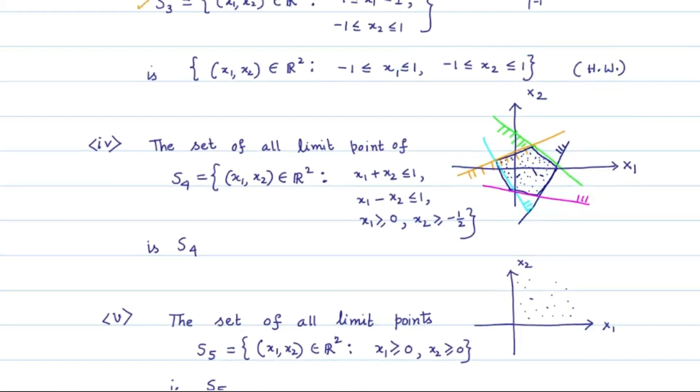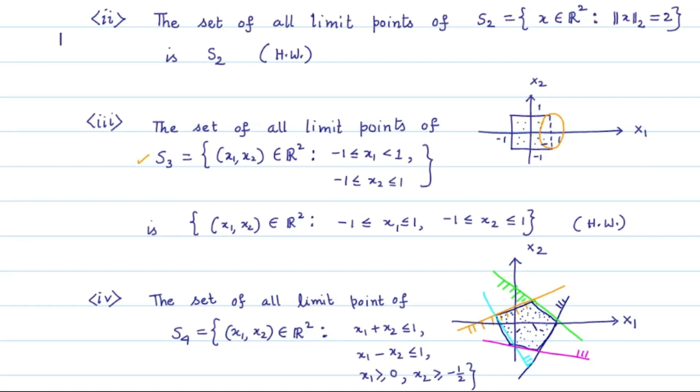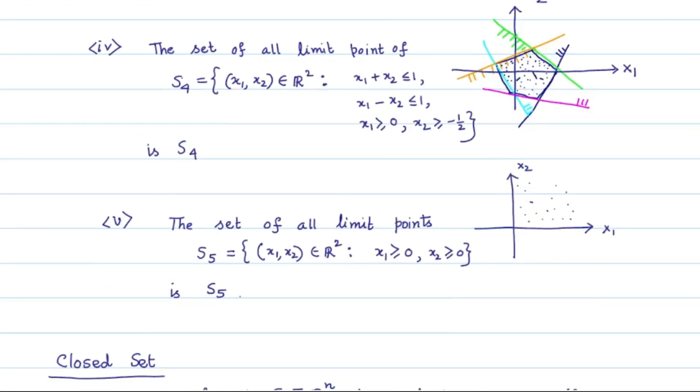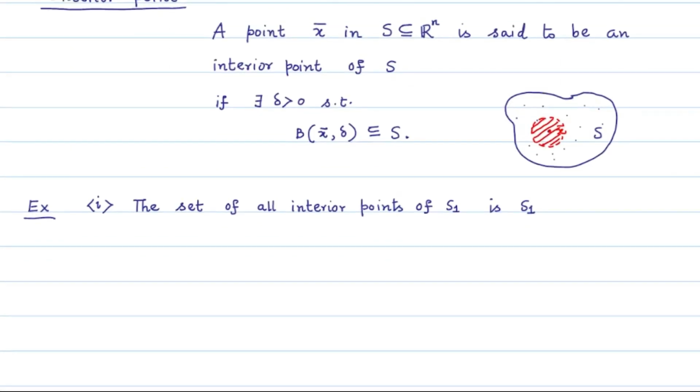For the set S2, which is geometrically a circle, now in order to identify the set of all interior points of the set S2, we pick up any element of the set S2, and then we notice that whatsoever small radius you consider of this open ball can never lie wholly inside the set S2, and therefore S2 does not have any interior point. So the set of all interior points of the set S2 is an empty set.